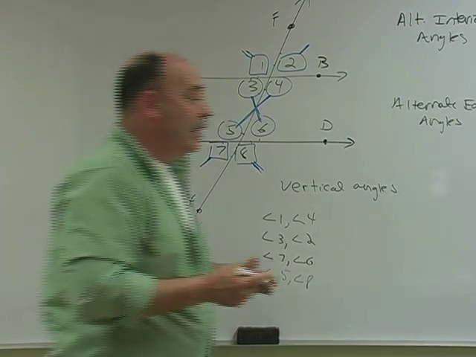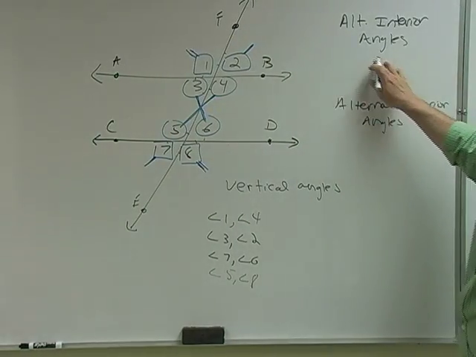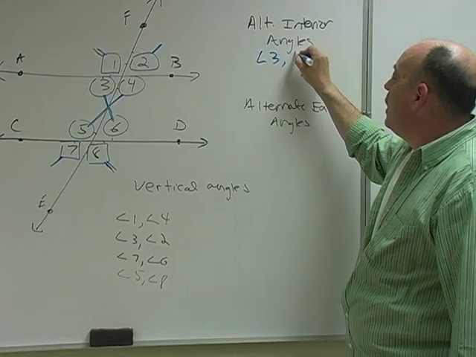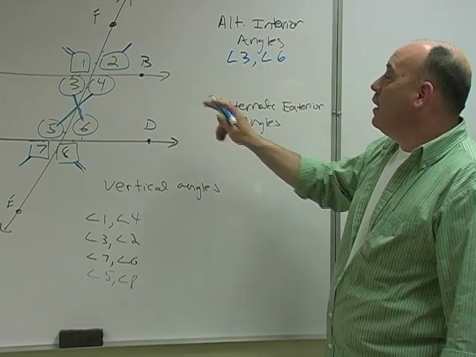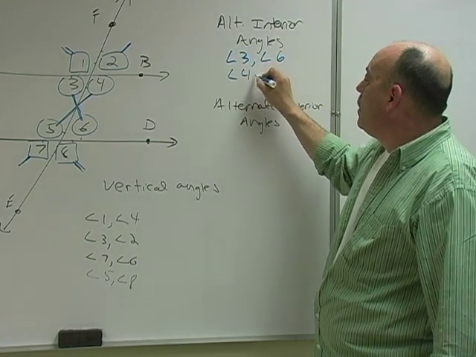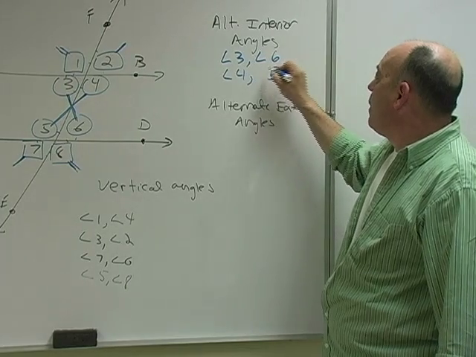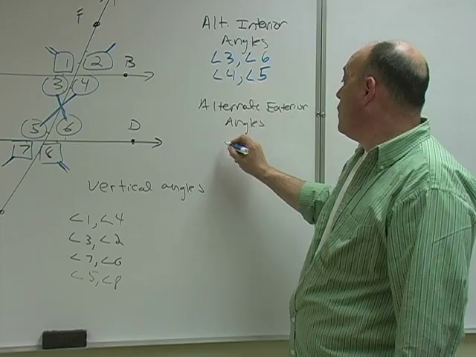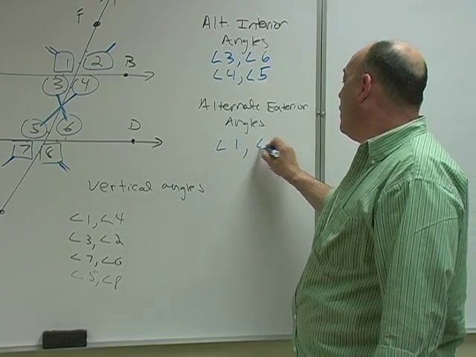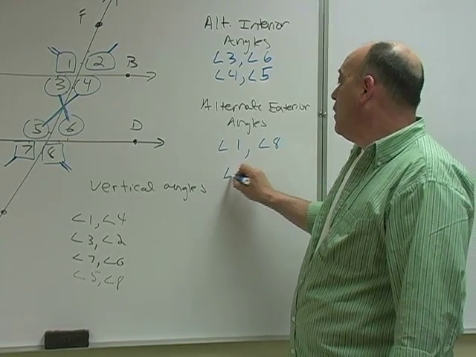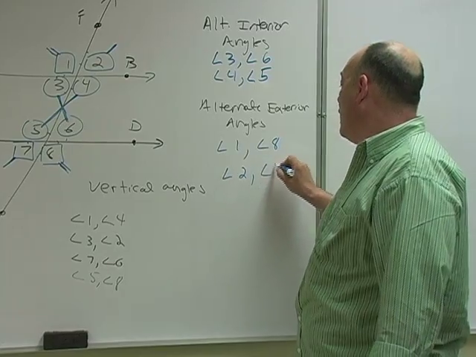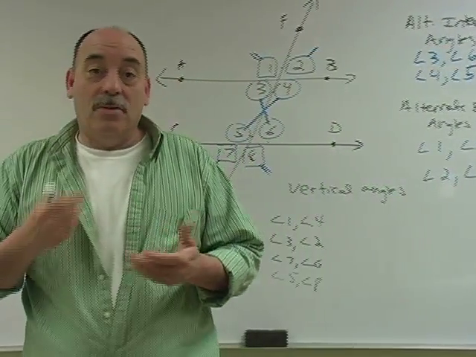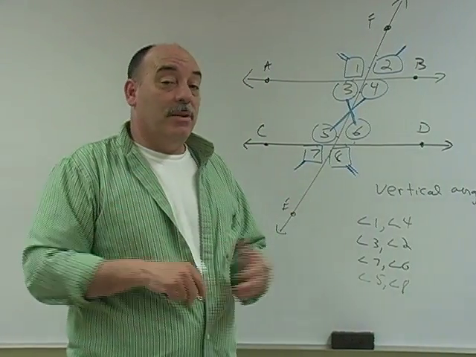And the way they would write this is, they would take alternate interior angles and they should write it like this. Angle 3 and angle 6. Angle 4 and angle 5. And for alternate exterior, it's going to be angle 1 and angle 8, and angle 2 and angle 7. So what we've covered here today are vertical angles, alternate interior angles, and alternate exterior angles.